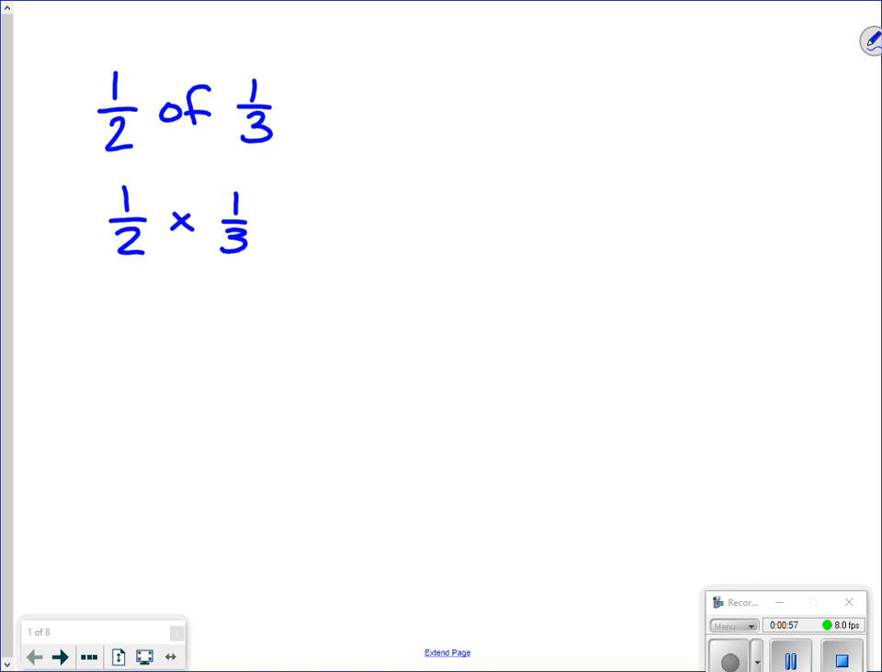So you should be getting 1/6 because 1 times 1 is 1, 2 times 3 is 6. So my end product should be 1/6 when I show my rectangular fraction model. Okay? So I'm going to show this with my rectangular fraction model.